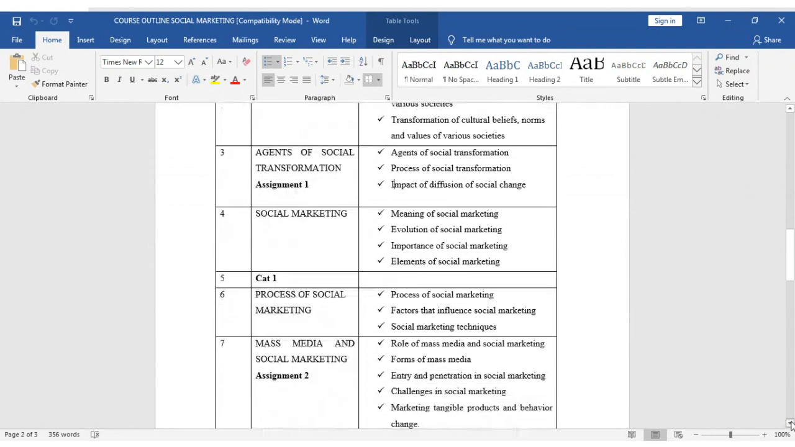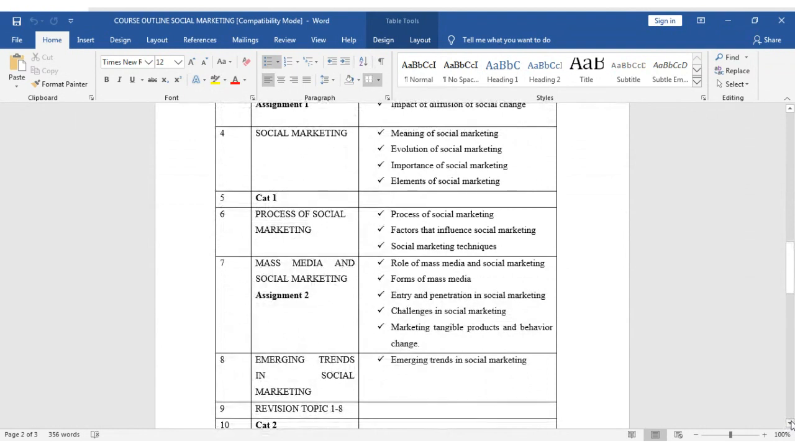From there, I will discuss the process of social marketing. Again, marketing is a process. It's not a one-day activity. It entails activities day in, day out. So we shall be discussing the process of social marketing. What are the factors that influence us in marketing, and then the techniques that you're going to apply when you're marketing our products to other regions. Then from there, we'll deal with a very interesting topic, that is the mass media and social marketing. How is media helping us to market what we have? I know through the media, maybe radio or television, you've seen some communities market their brand.